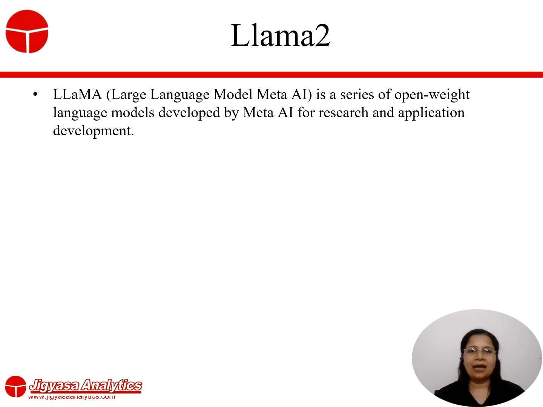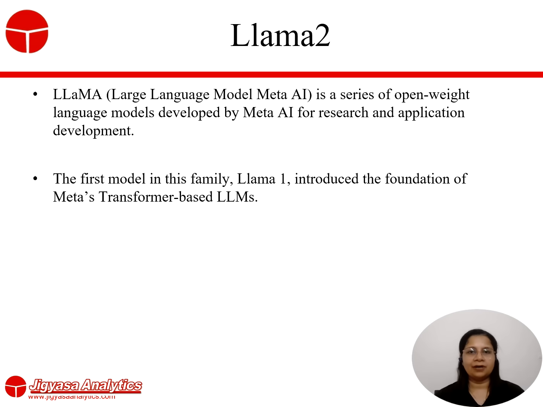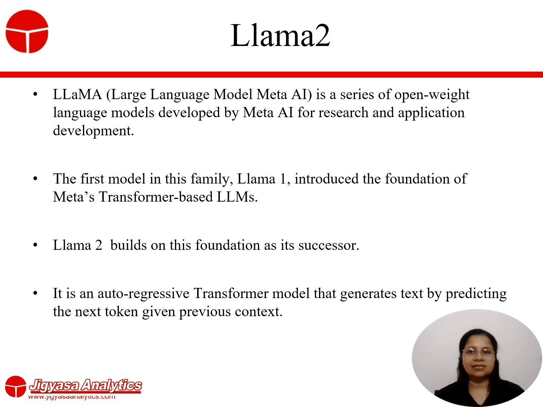Llama 2. Llama stands for Large Language Model Meta AI, Meta's open-weight family of large language models. The first model, Llama 1, set up the basic transformer structure that powers Meta's language systems. Llama 2 builds directly on that work. It is an auto-regressive transformer, meaning it generates text one token at a time by predicting the next word from the previous one. The same principle behind models like GPT. Llama 2 represents Meta's push toward open, high-quality large language models accessible to both researchers and industry.